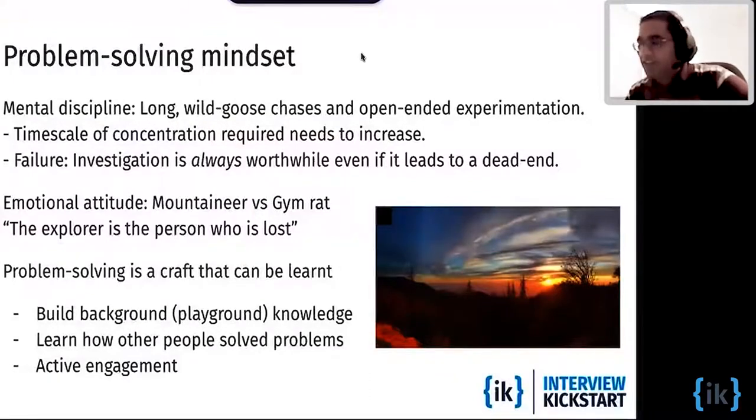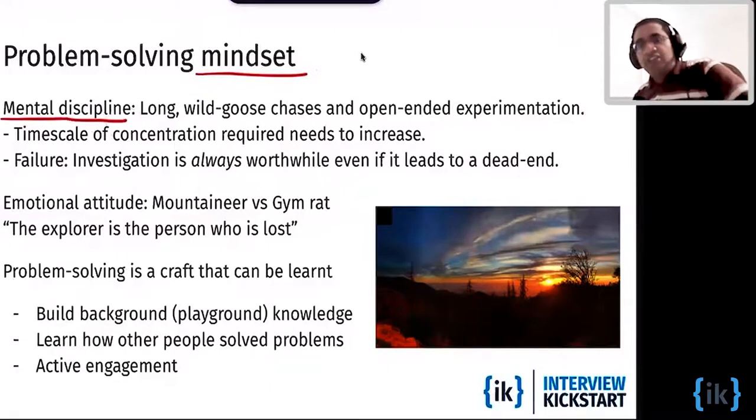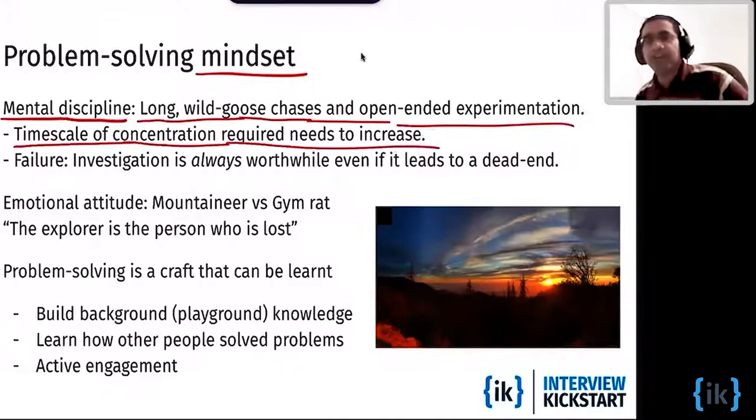Now, there is a shift in mindset that is needed if we want to become a problem solver. There is a certain change in our mental discipline needed. Many of us may not be used to thinking hard about a given question for more than 5 or 10 minutes. We might feel tempted to look up the solution. Well, since problem solving involves embarking on long wild goose chases and doing open-ended experimentation, clearly the time scale of concentration required needs to increase.